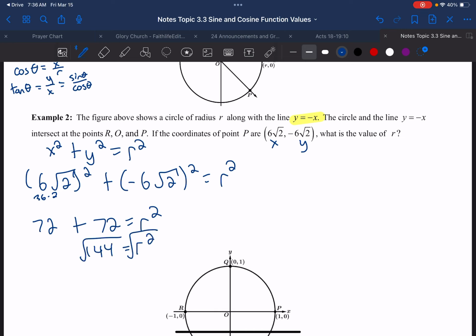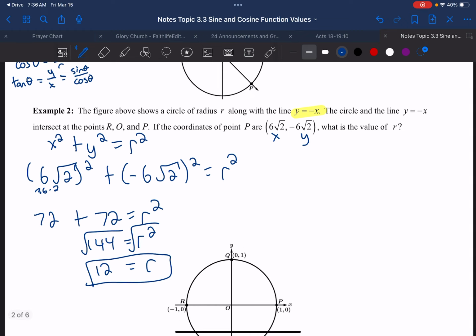And technically you would get plus or minus when you do this, but when I'm working with a radius, I'm working with a distance, and it doesn't make sense to have a negative distance. So my radius is length 12, okay? And this is just showing the relationships between my x coordinate, my y coordinate, my angles, my radius, and different ways we can work with it, okay?